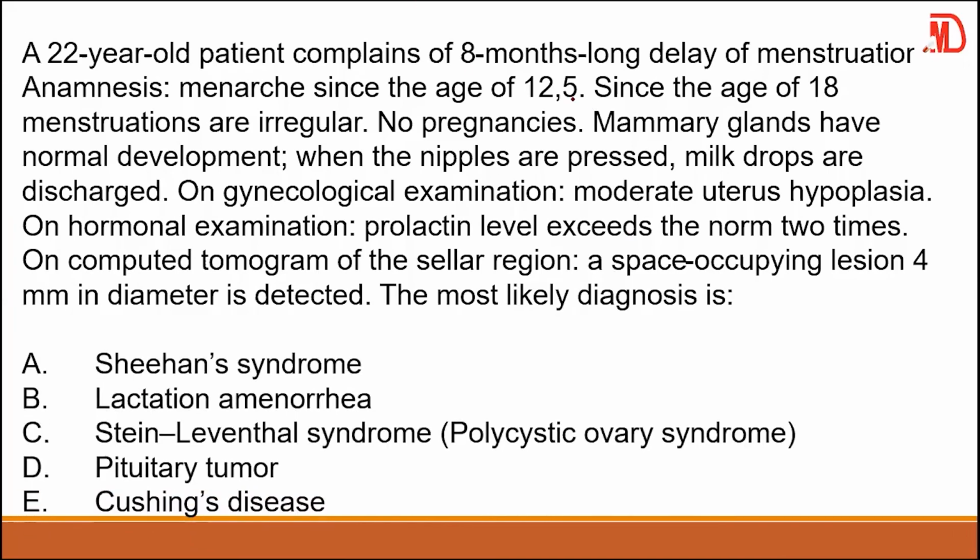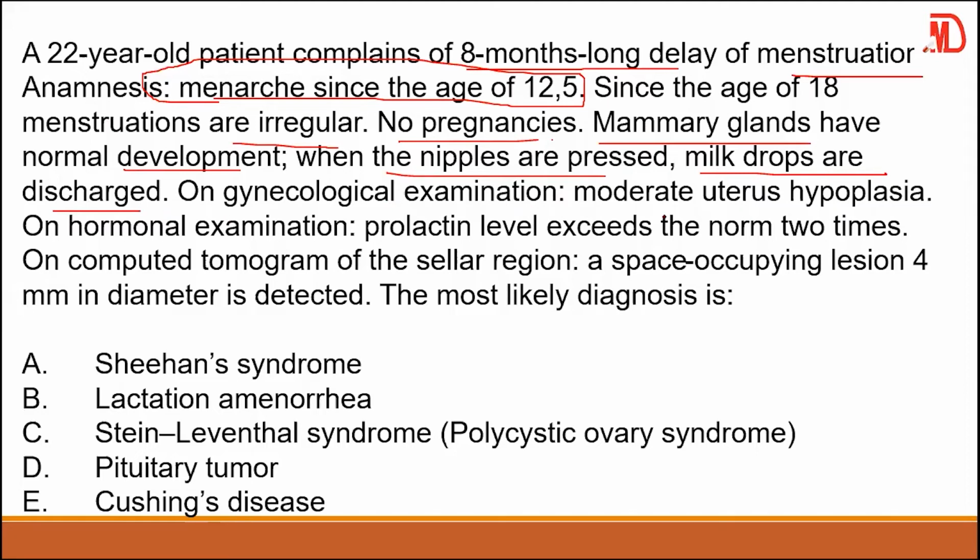A 22-year-old patient complains of 8 months long delay of menstruation. Menarche since the age of 12. Okay, that means first menstruation was at the age of 12. So that means this can be classified as a secondary amenorrhea, isn't it? Because of the delay of menses. Since the age of 18, menstruations are irregular. No pregnancies. Mammary glands have normal development. When the nipples are pressed, milk drops are discharged.